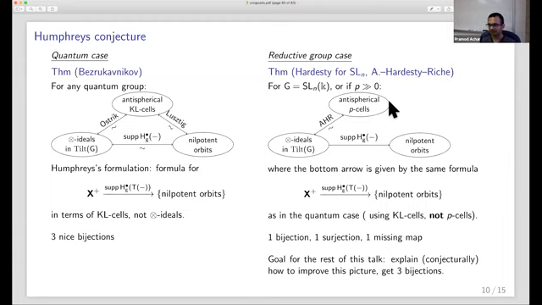But the Humphreys conjecture, which maybe you'll say later about the status. Yeah, it's true when p is big enough for any G, and it's true for SL_N when p is bigger than N. Okay, thanks.